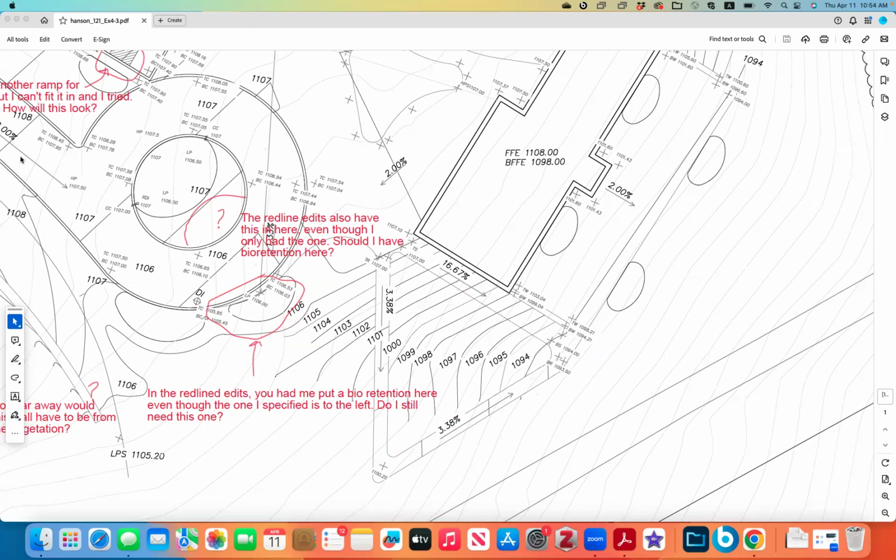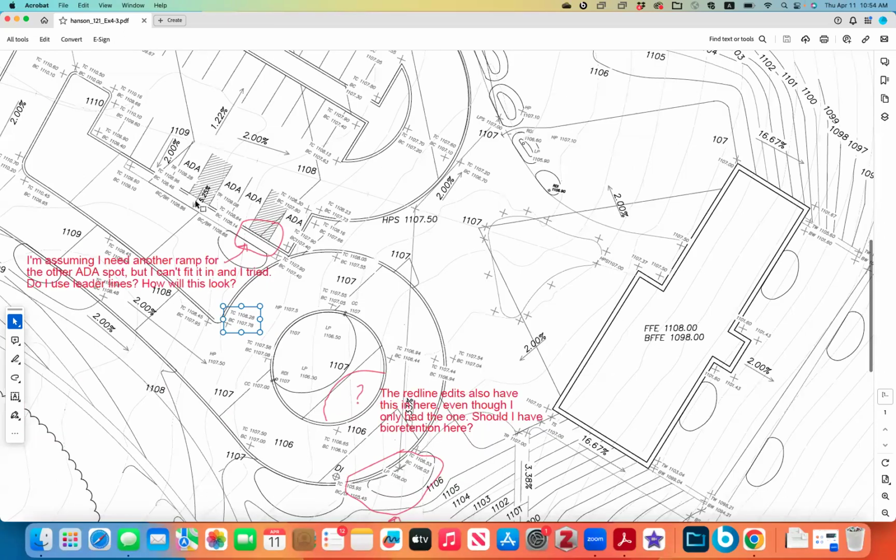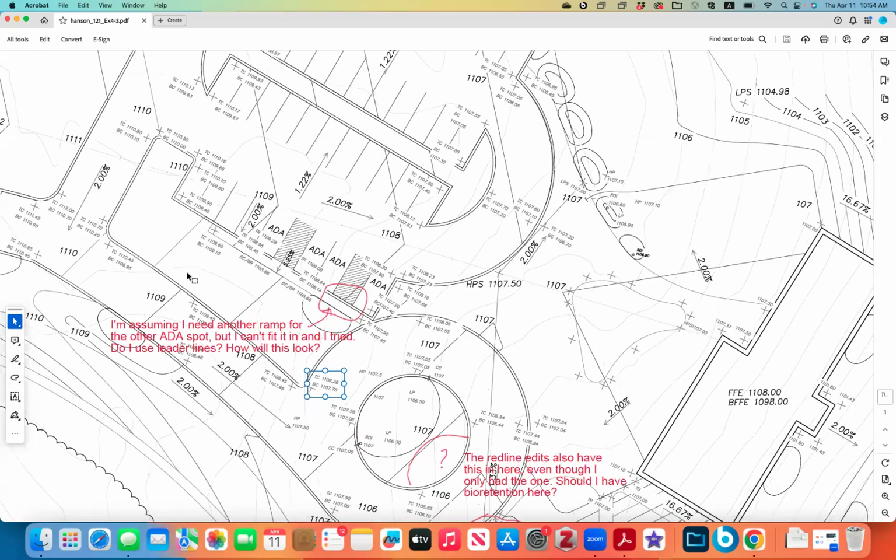And then I'm gonna go to the other locations for the ramps. Yes, you would need a ramp somewhere here. I would switch. All of these are ADA.